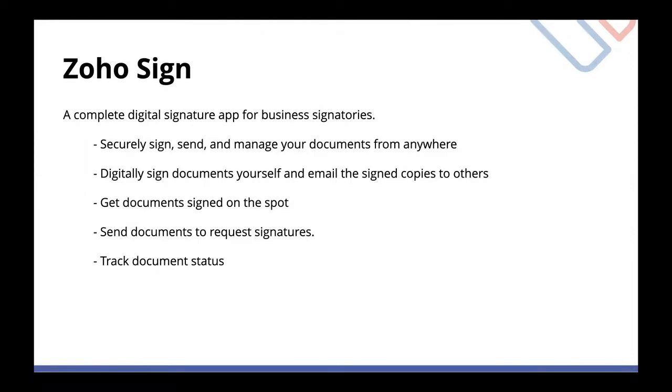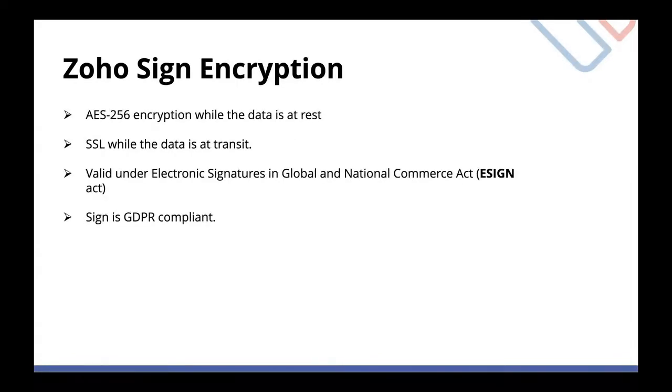These documents which are being signed are valid and authorized by the e-sign Act. We can also track the status of the document. We can send document requests to the signatories, and Zoho Sign is GDPR compliant. Since we are using personal information like the signature, Zoho Sign is 100% GDPR compliant, and it has AES 256 encryption, which I think is the maximum level of encryption available right now.